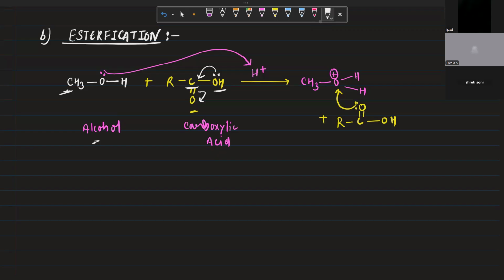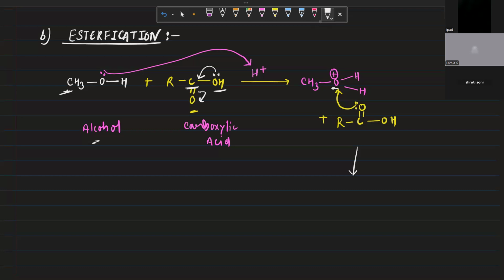Now the alcohol will attack the H positive and convert into a hydronium ion. This is a hydronium ion. Now there is not any sort of lone pair on this oxygen, yes or no? So after this, the lone pair of the carboxylic acid will attack the oxygen over here. So this is the first step.